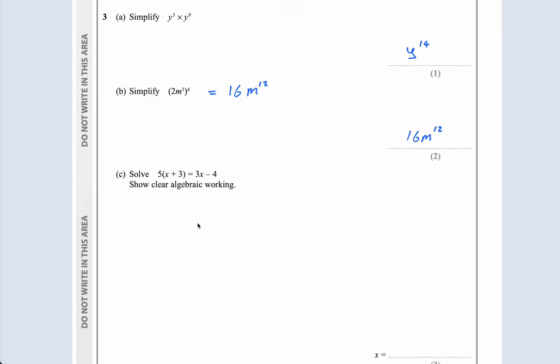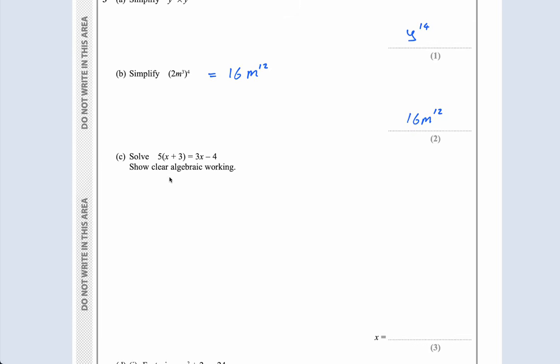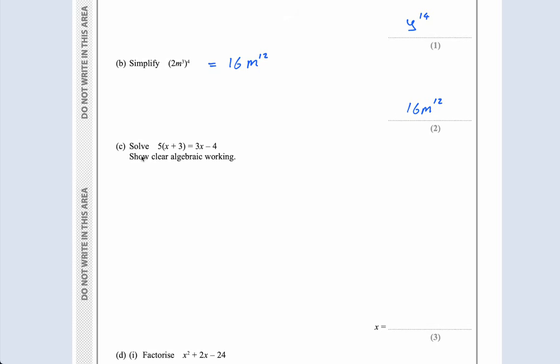Finally, solve this. Show clear algebraic working. Sorry, it's not finally, guys, but it's the next bit. Okay, so show clear algebraic working. So I'm going to first multiply out this bracket: 5x plus 15, because 5 times x, 5 times 3, equals 3x minus 4. Now, what I want to do is get my x's to one side and the numbers to another side. So I'm going to do 5x minus 3x. I'm going to subtract that 3x. Subtracting 3x from both sides means that I get a minus 3x here and nothing there. And I'm going to do this in one step, guys, if you're okay with it.